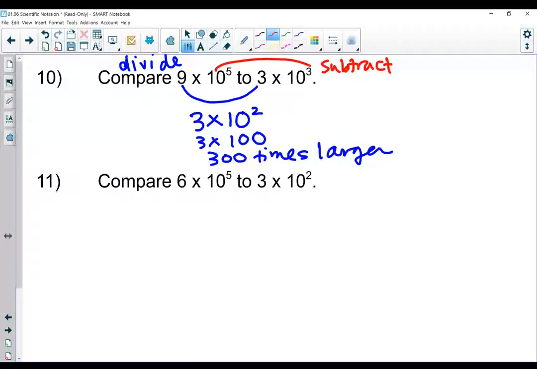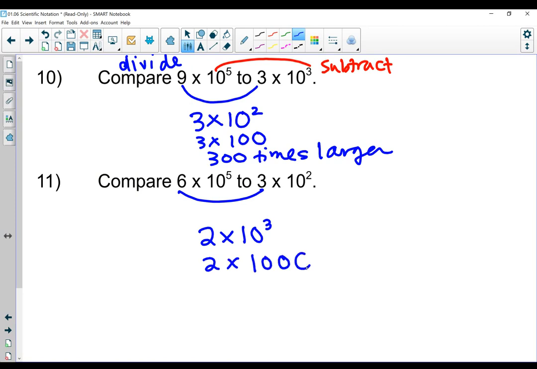So we're going to try the same thing on 11 now. 6 versus 3. 6 is 2 times bigger than 3. And now I have to figure out 10 to the 5th versus 10 squared. Well, this would be 3 factors of 10 bigger, so times 10 to the 3rd. And now I'm going to multiply out 10 to the 3rd as 1,000. So that's going to be 2,000. So it's 2,000 times bigger.